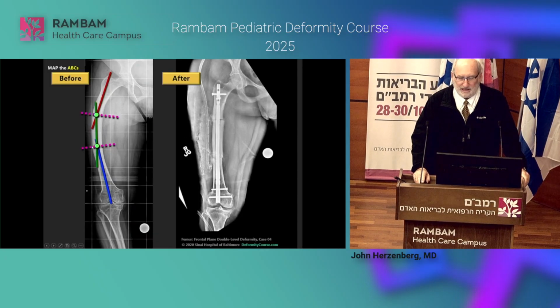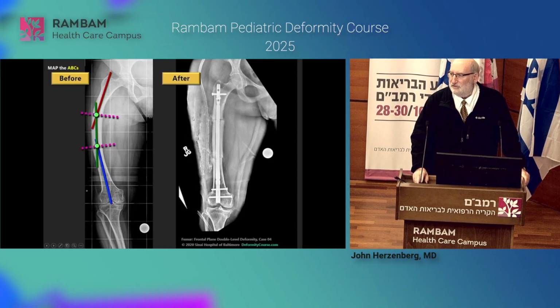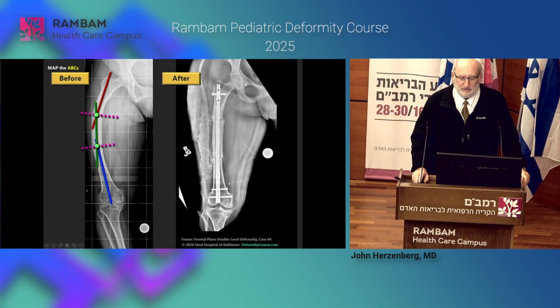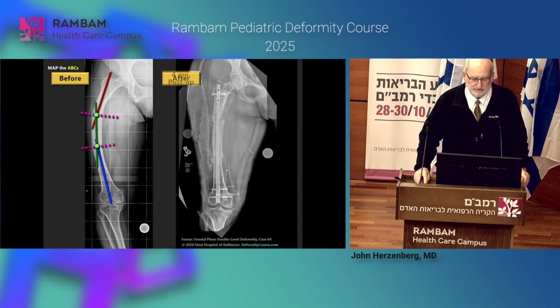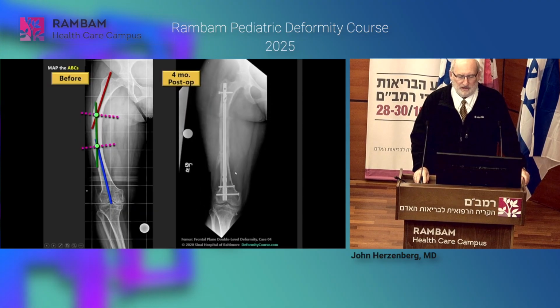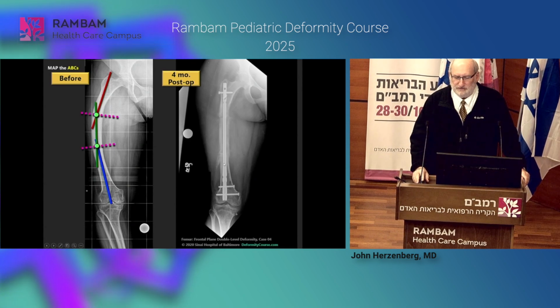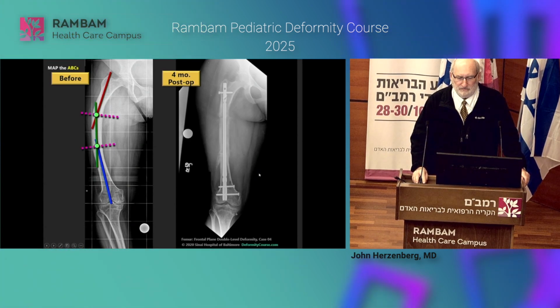Because you're doing an acute lengthening of this bone, you may want to remove a little bit of bone on the lateral cortex to take some of the tension off of the neurovascular bundle. And this is what it looks like 4 months post-op. And we did a similar case yesterday at Rambam.